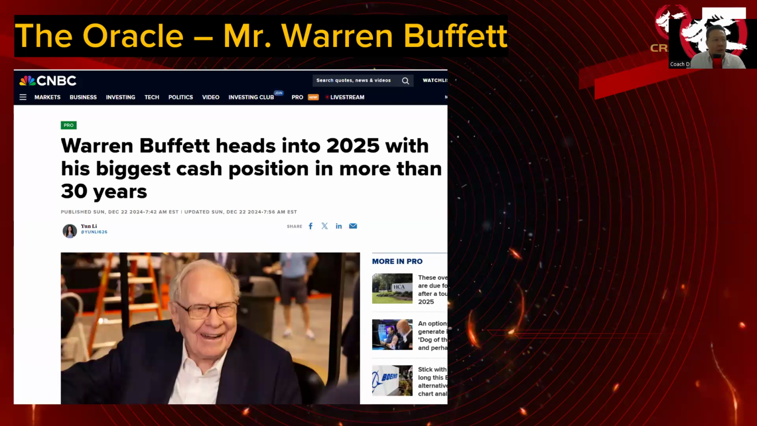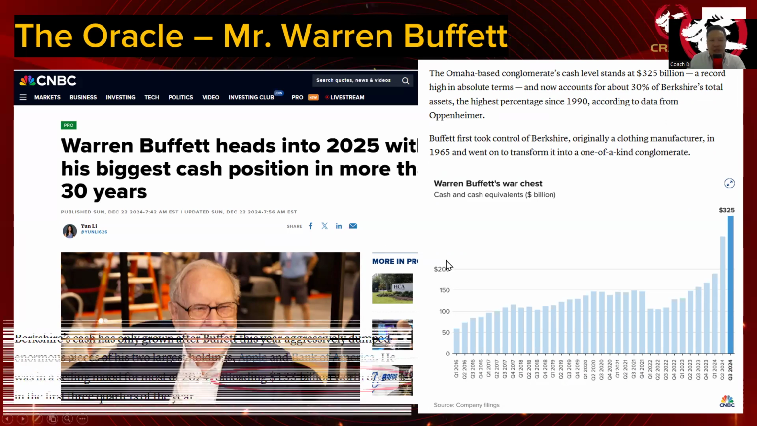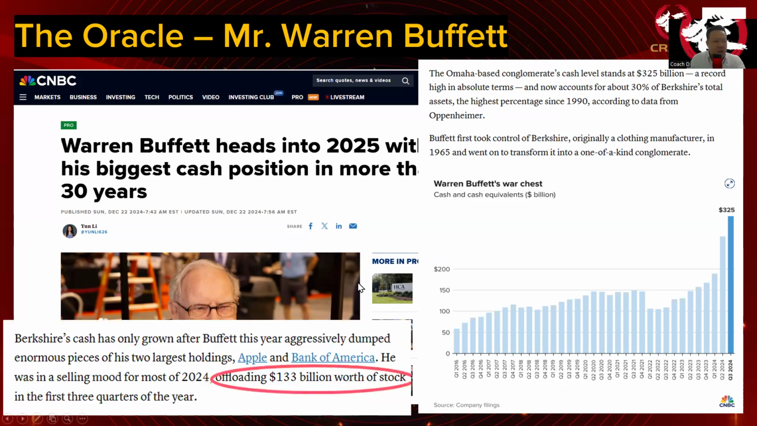And of course, we all know that Warren, when he does that, he is very clear that the market now is kind of overvalued. There's no reason to buy stuff. In fact, he has been selling his largest holdings, which are Apple and Bank of America, and sold $133 billion worth of stocks. So that's the reason why he has so much money right now.